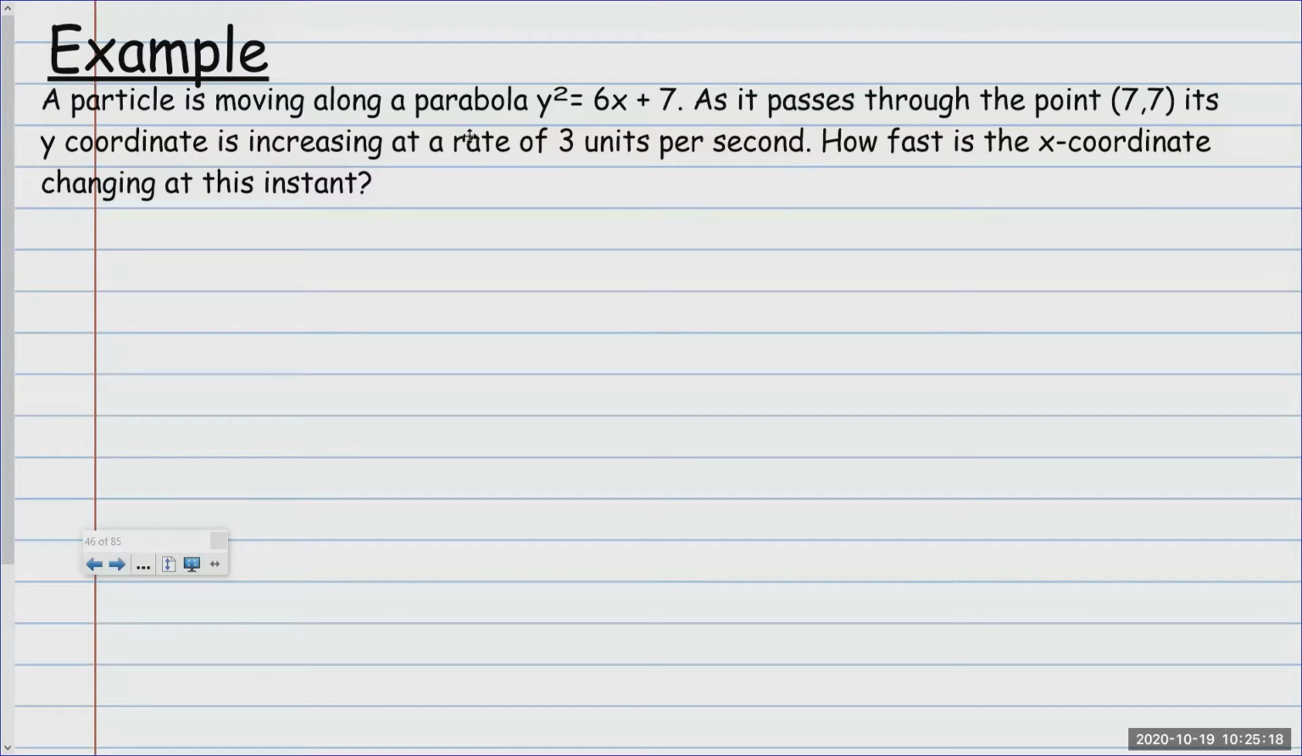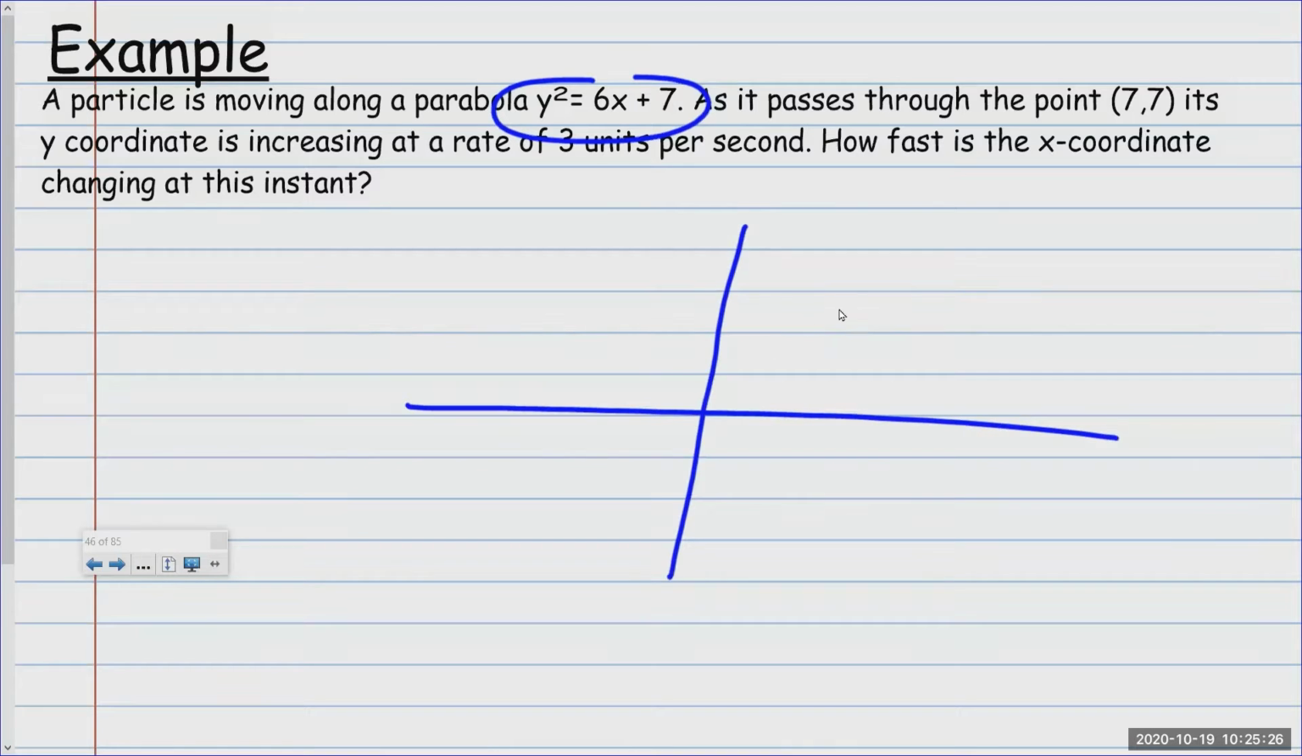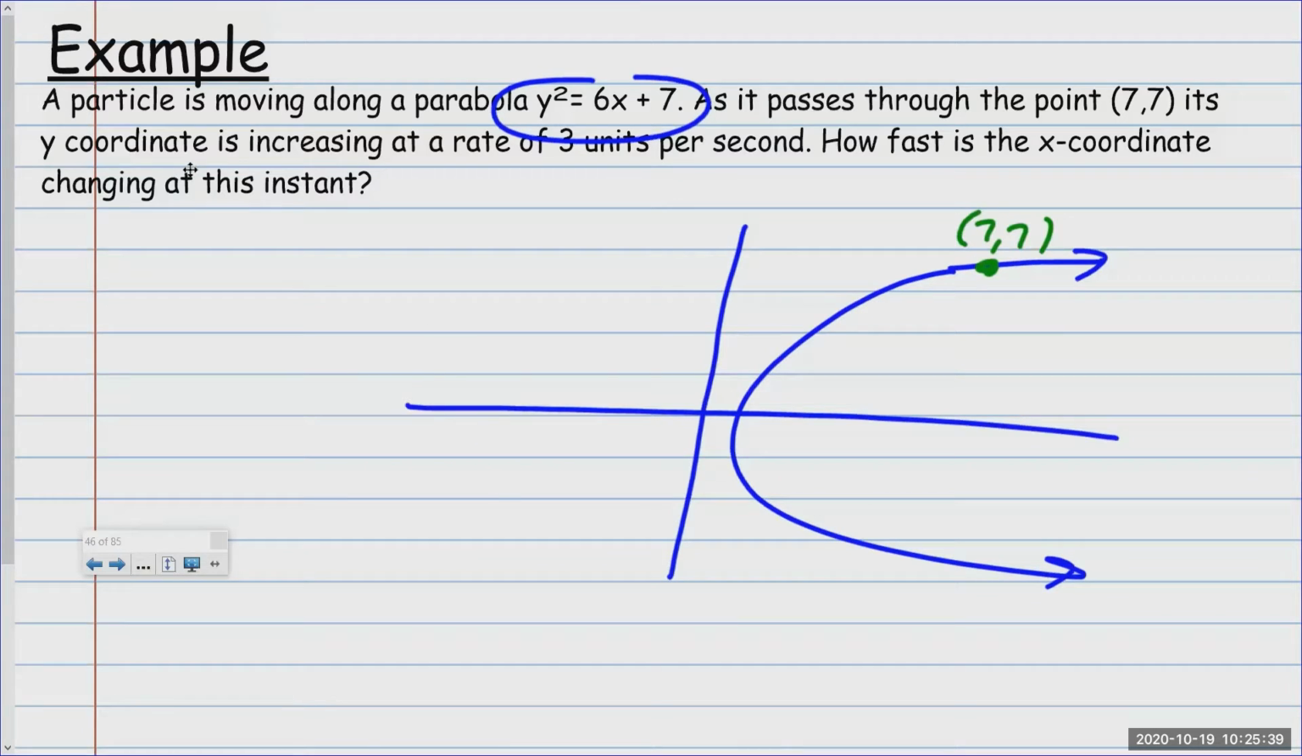You've got a particle moving along a parabola, and here's your parabola. It's a y squared equals 6x parabola. It's a y squared parabola. So I think it's a parabola that looks something like this. I don't actually know exactly what it looks like, but it passes through the point (7,7). Okay, its y coordinate is increasing at a rate of, okay, let's just think about what we have here.